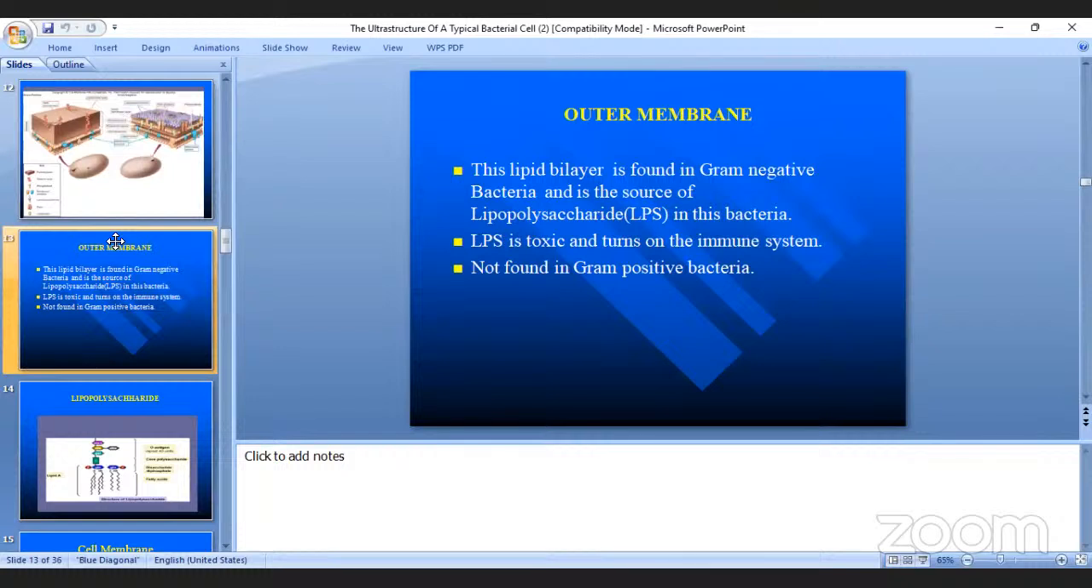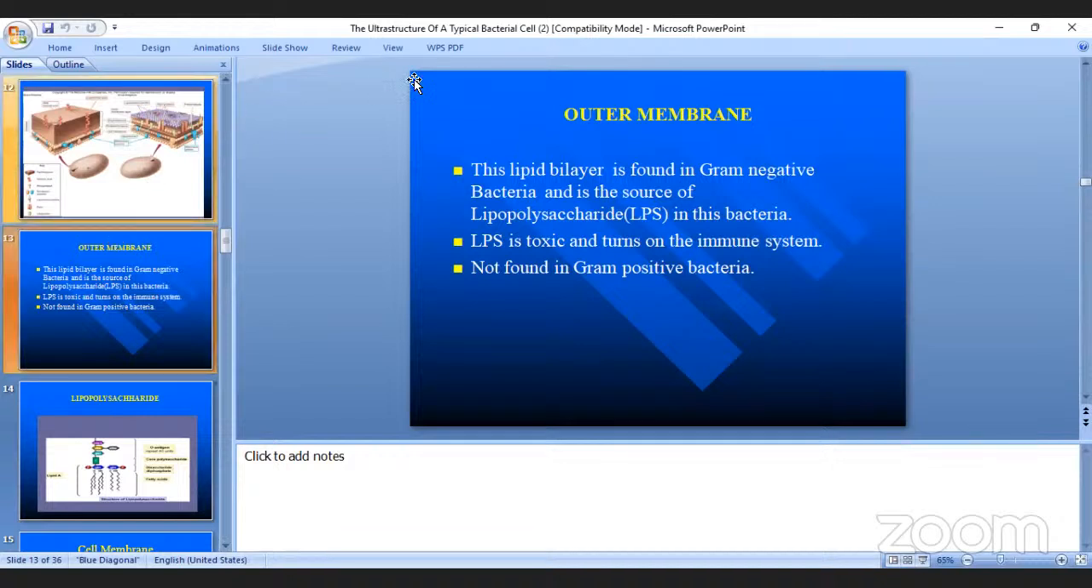And in gram-positive bacteria, teichoic acid is also present. But in gram-negative, teichoic acid is absent. In gram-positive, the cell wall is very thick, the peptidoglycan is thick, but in gram-negative it is thin. That is the difference between positive and negative based on the cell structure, the cell wall.